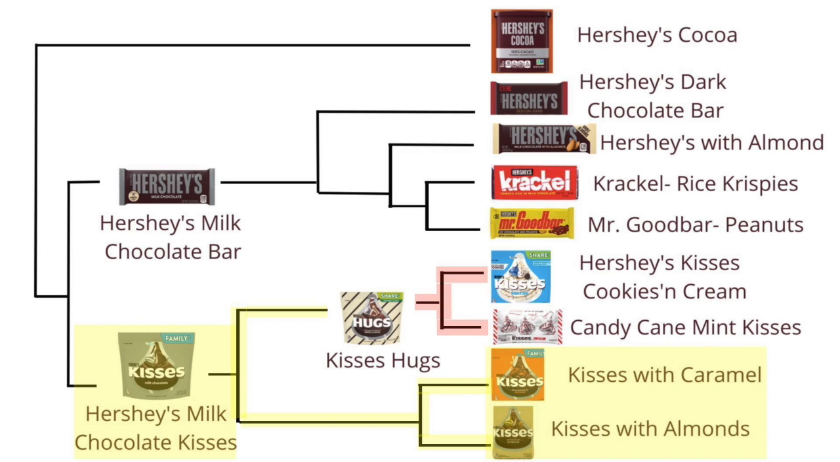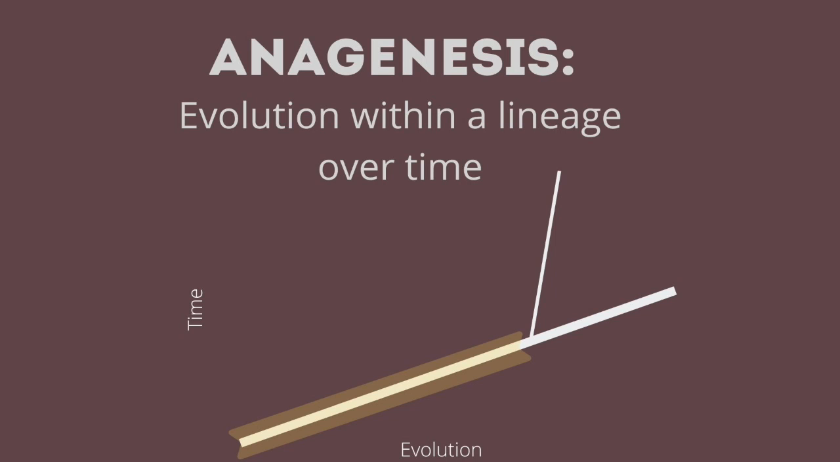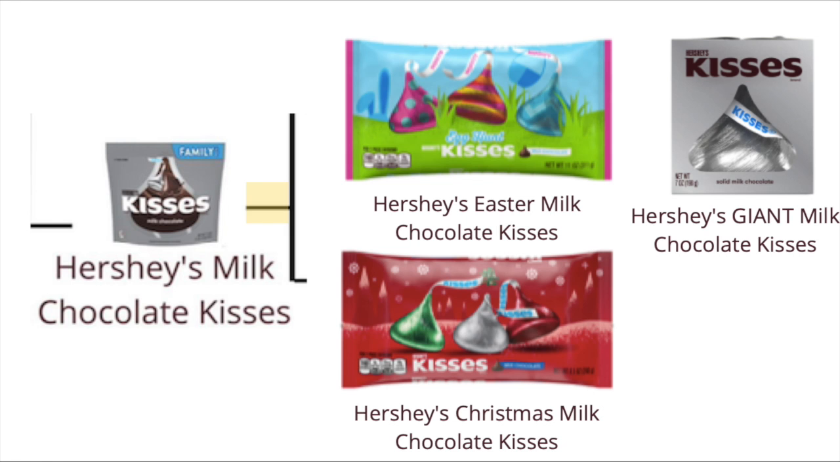There are different types of evolutionary change. Anagenesis is evolution within a lineage over time. For example, the original milk chocolate Hershey Kisses still exist, but changes have occurred within the product over time, like different wrapper colors and different sizes.